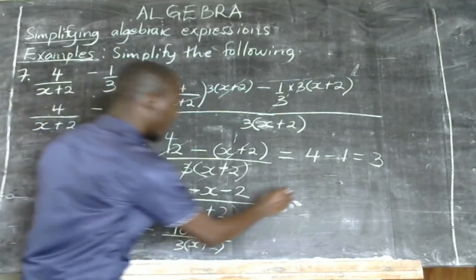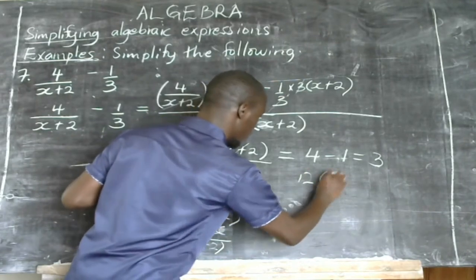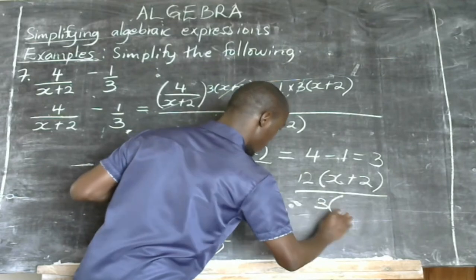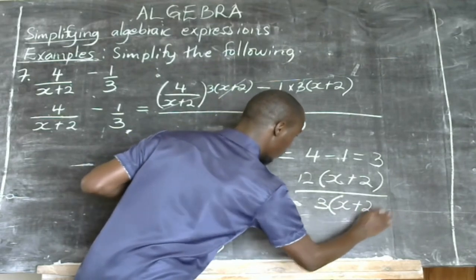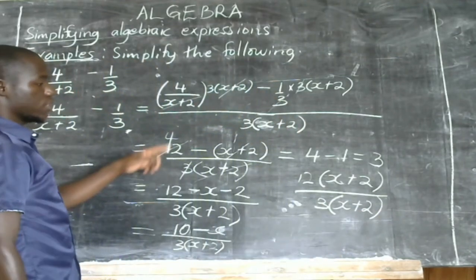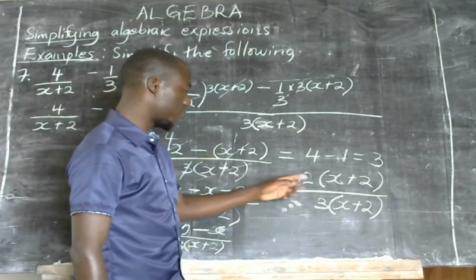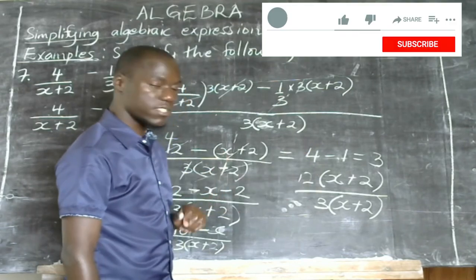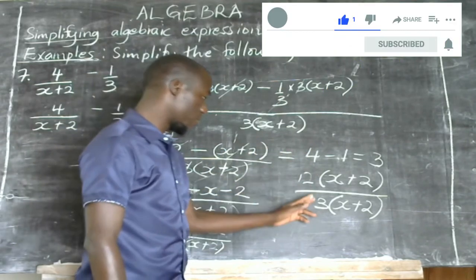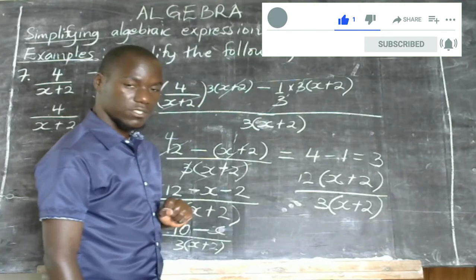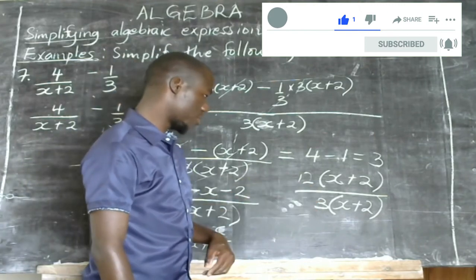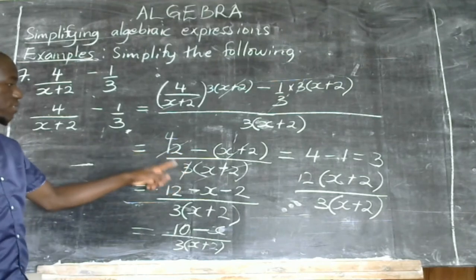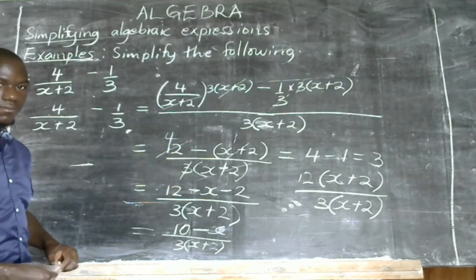Like if I had 12 into x plus 2 divided by 3 into x plus 2. So this is where you can divide the 12 by the 3, because in the numerator the operation which is there is multiplication, and also in the denominator, the operation which is there is multiplication. But if it is addition and subtraction, you cannot divide those two there.